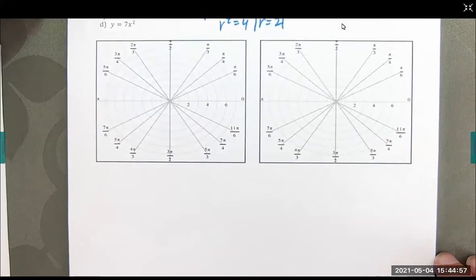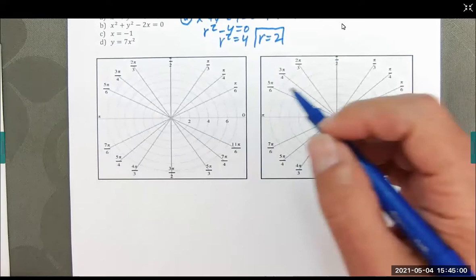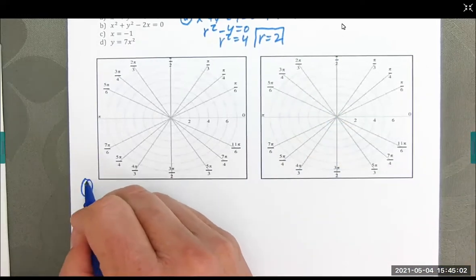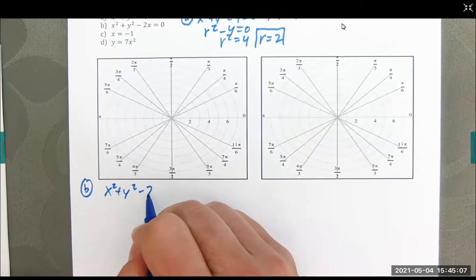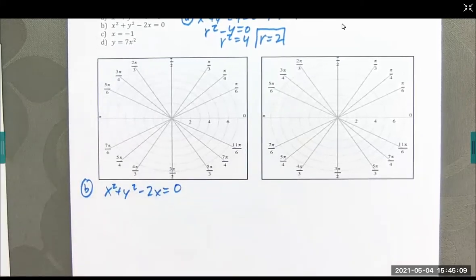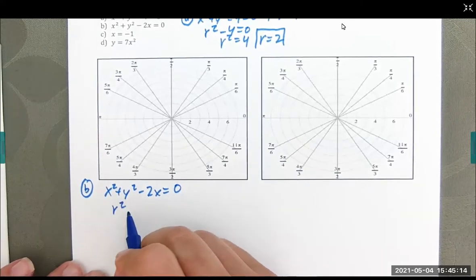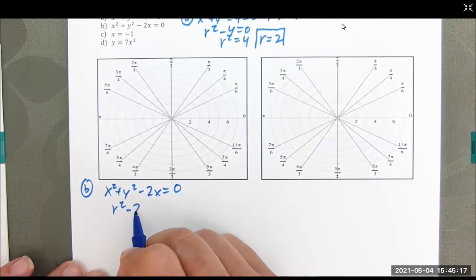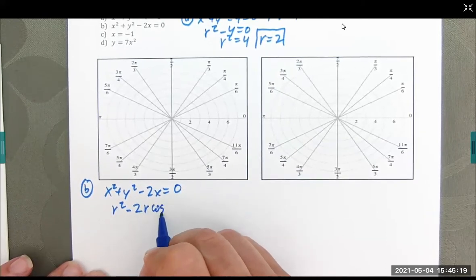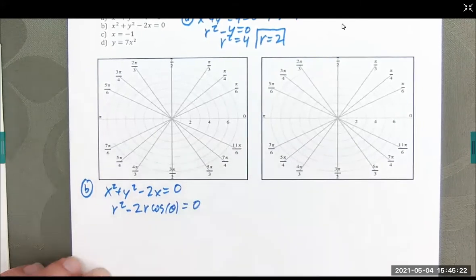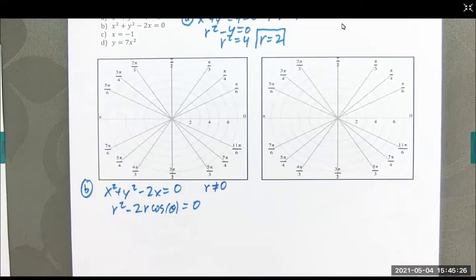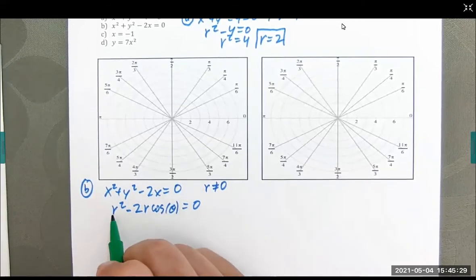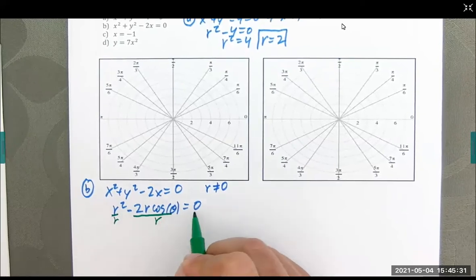All right, so next up, part B. X squared plus y squared minus 2x equals 0. Well, I know that x squared plus y squared is r squared, and x is r cosine theta. We're going to assume that r is not 0. And by making that assumption, I can actually divide through by r.